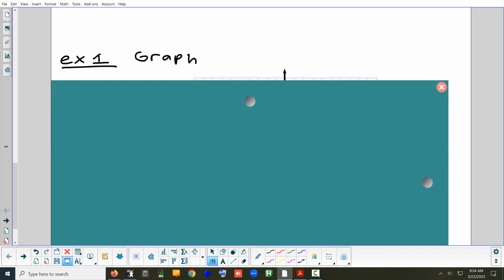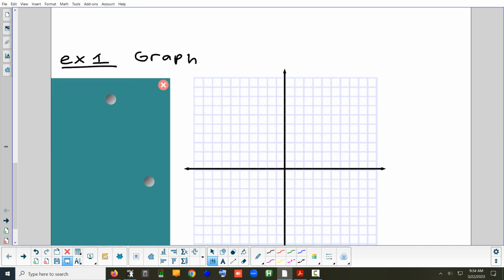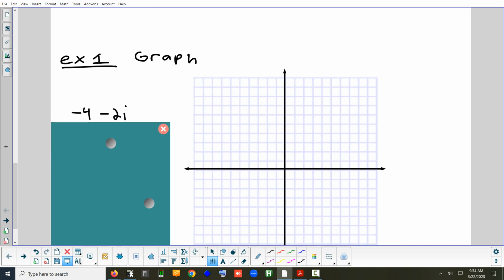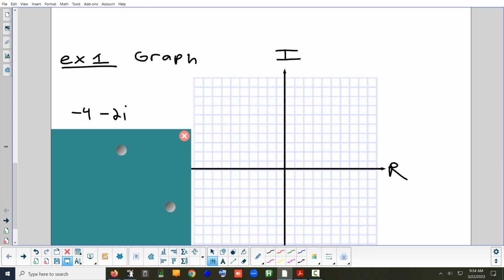So here's my complex plane. This would be labeled as the real axis. That would be the imaginary axis. So you're going to start at the origin. And first thing is, you're going to look at this number and identify the real part. What's the real part of negative 4 minus 2i?